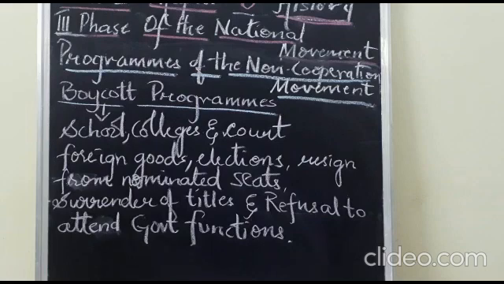functions. So let's repeat once again. The Indians boycotted schools and colleges, and they boycotted the courts too. They refused the usage of foreign goods. They boycotted the election to be held for the council as suggested by the 1919 Act. They resigned the nominated seats for the local bodies, surrendered the titles and honorary offices, and refused to attend government functions.